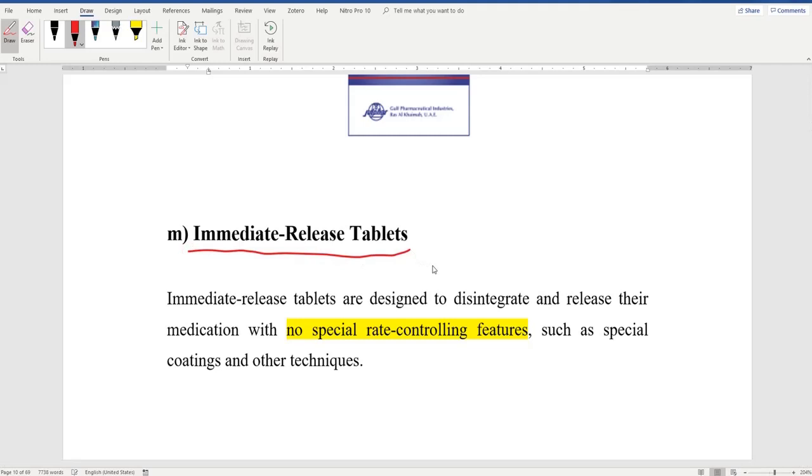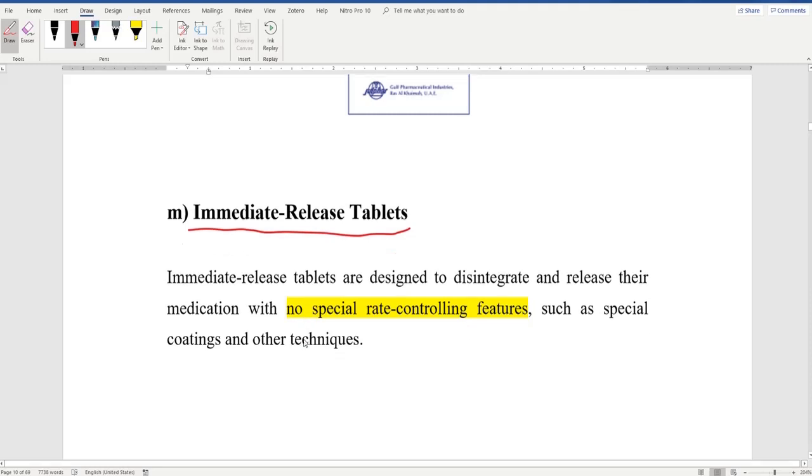Immediate release tablets. Now, when we say immediate release tablets, we are talking here about the between brackets, the conventional tablets, the normal tablets, the tablet that does not have special limiting, for example, special coating to limit the dissolution of the drug. It's a normal one, like many drug products. يعني البنادول is an example of them. So there is no special rate controlling feature for the tablet. So they readily disintegrate and dissolve in the stomach.